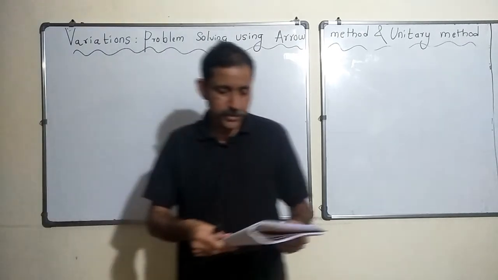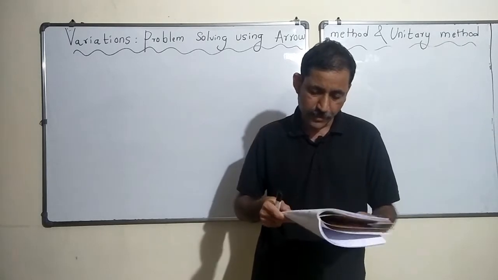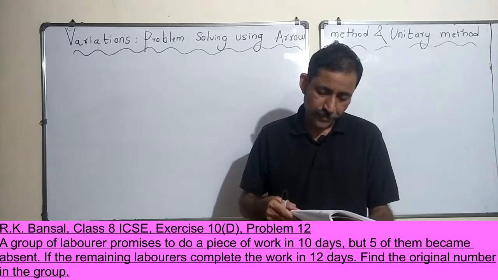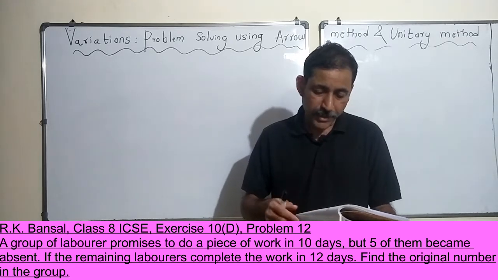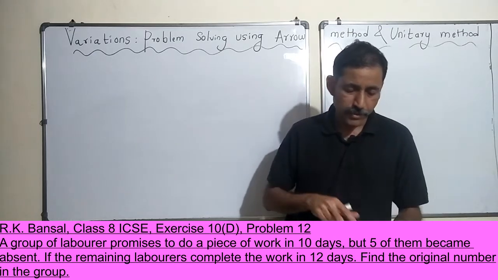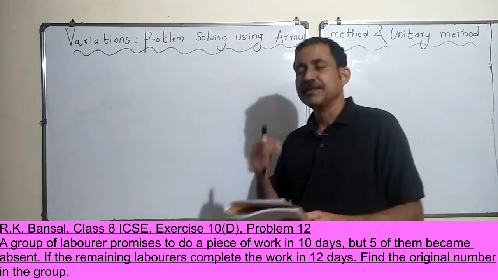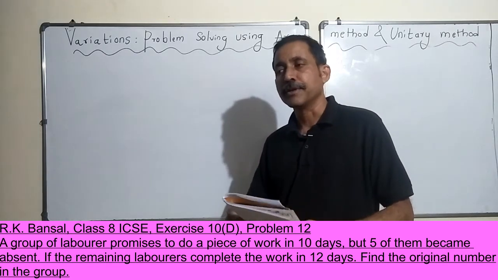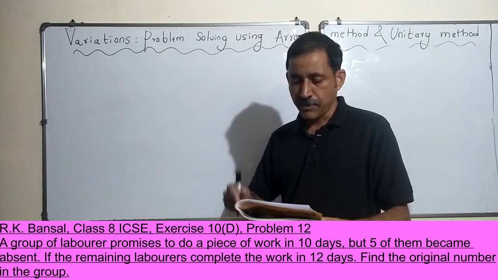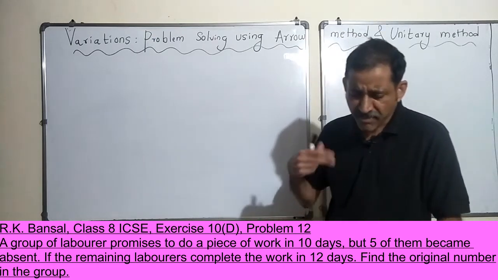All right, so a group of laborers promised to do a piece of work in 10 days, but 5 of them become absent. If the remaining laborers complete the work in 12 days, find the original number in the group. Okay, so whenever you read a problem, I suggest you read a couple of times to make sure you understand and reascertain your understanding, right? So let's do it once again, right?